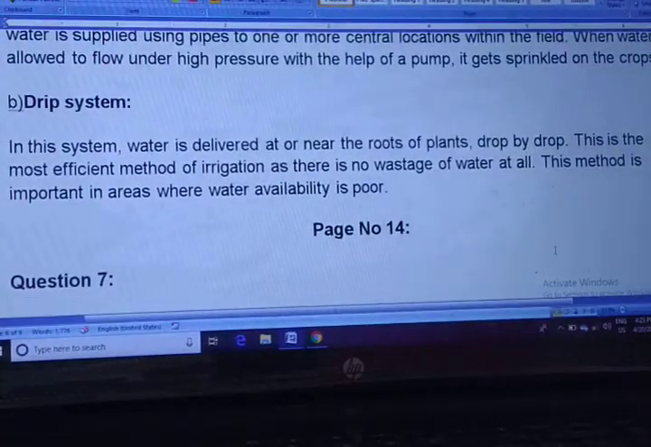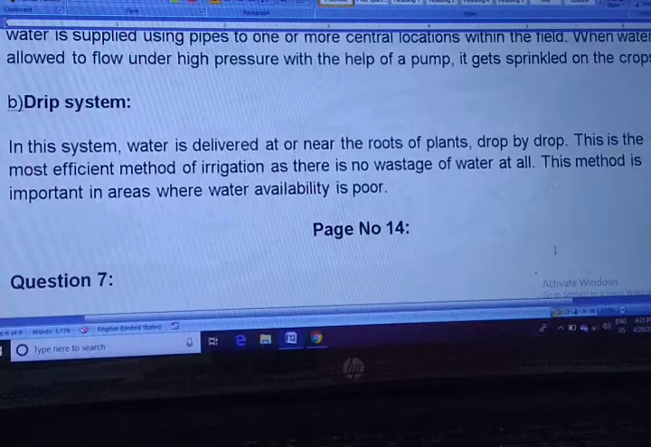In this system, the water is specially delivered at or near the roots of the plants, drop by drop. This is the most efficient method of irrigation as there is no wastage of water at all. This method is important in areas where water availability is poor. It's a very important method, especially nowadays this method is mostly applied.